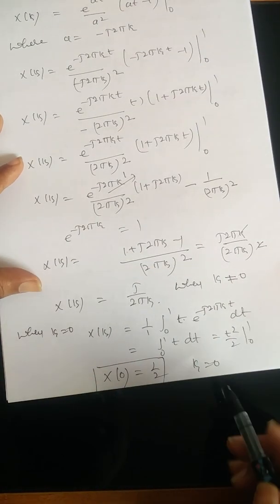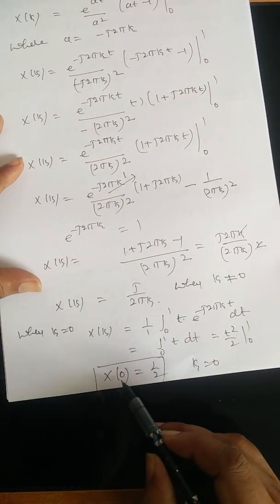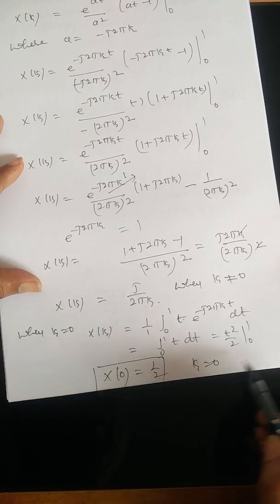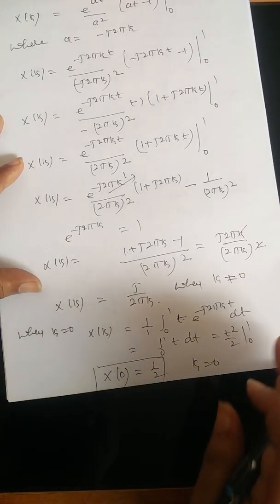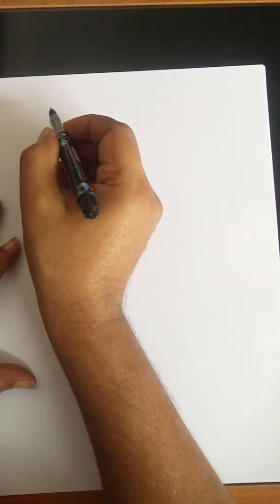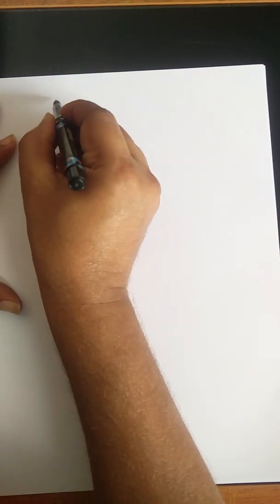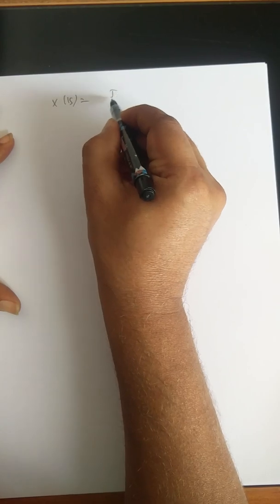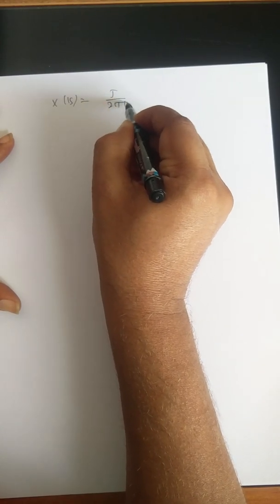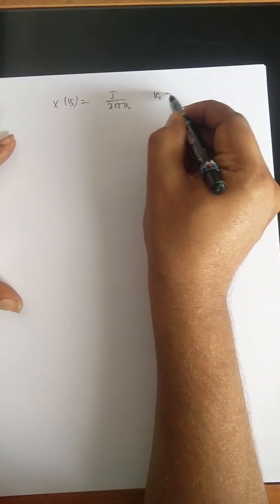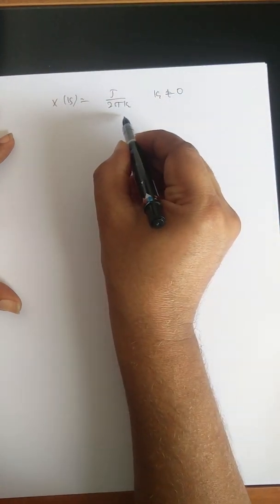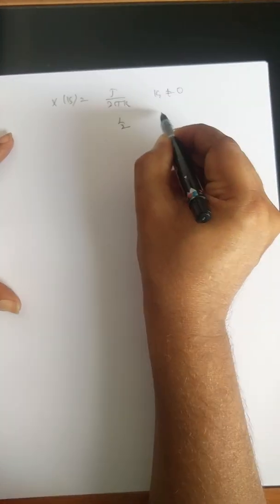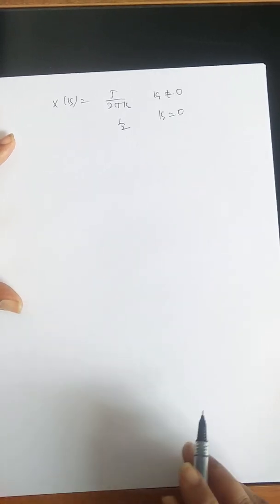That means we have two answers here. When k is equal to 0, x of 0 value is 1 by 2. When k is not equal to 0, you have j divided by 2 pi k. Okay. Now, you can get its magnitude and phase spectrum. First I'll write x of k is equal to j divided by 2 pi k when k is not equal to 0, and its value is 1 by 2 when k is equal to 0.